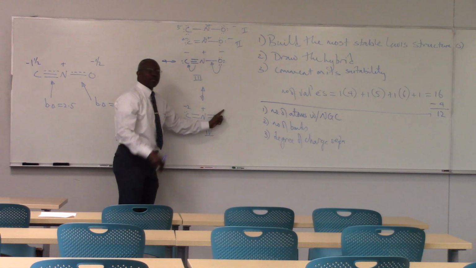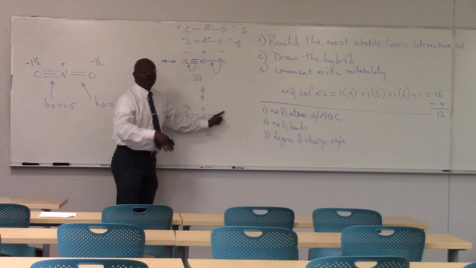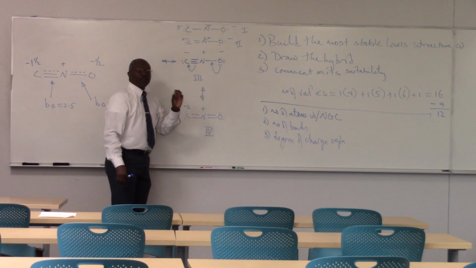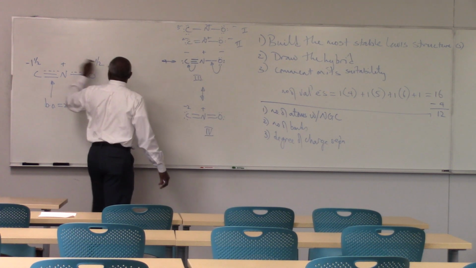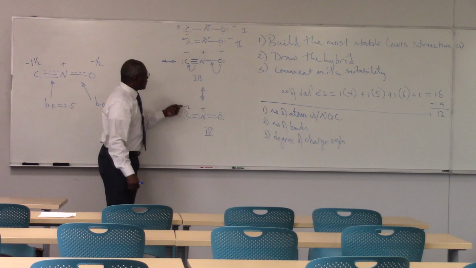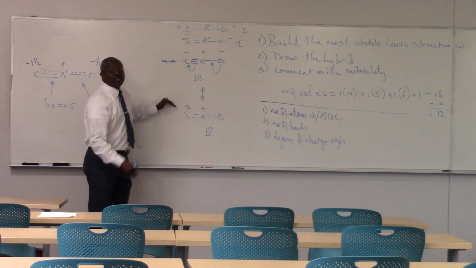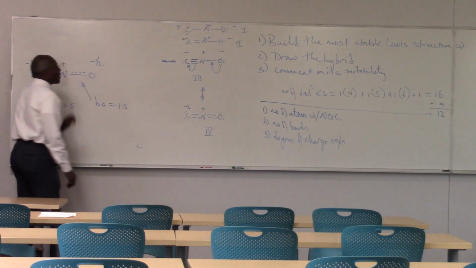Minus 1 plus 0 is minus 1. Divided by 2 is minus a half. Plus 1 is plus 2. Divided by 2 is plus 1. Negative 1 plus negative 2 is negative 3. Negative 3 divided by the two structures is negative 1.5. That's my hybrid.